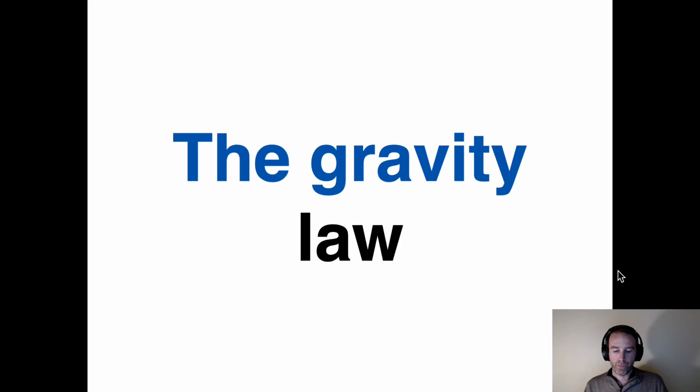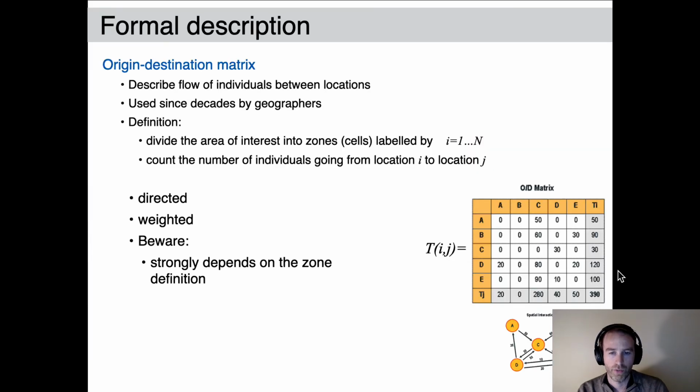So now let's move to a slightly more complicated random spatial graph model, which is the gravity law model, so the gravity model. It's a model which has been used for a long time, not with graphs, but by geographers who are used to working with what they call an origin-destination matrix. So you have an example of an origin-destination matrix here.